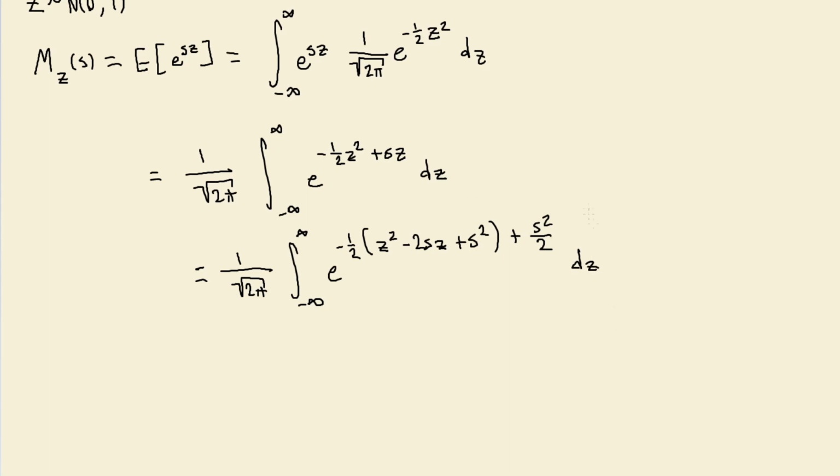But then, since we're integrating with respect to z and not s, we could separate the variables here. This is e to this power times e to this power, and then we could pull that constant out. That e to this power is just going to be some constant because we're integrating with respect to z. We could just pull it out of the integral. And so this is going to be e to the s squared over 2.